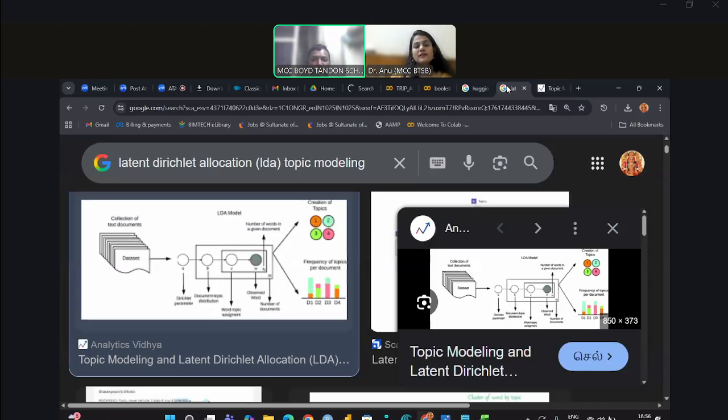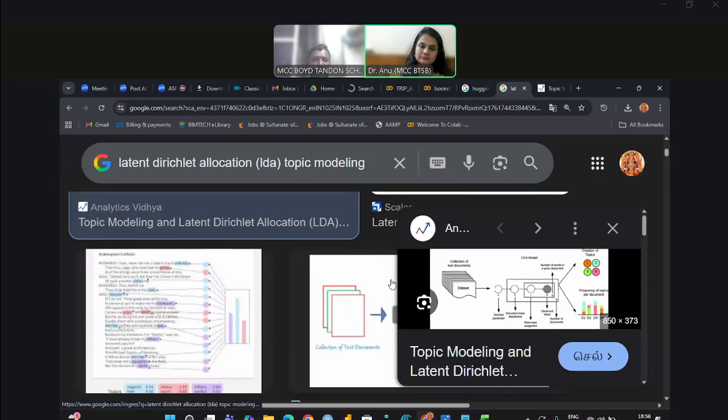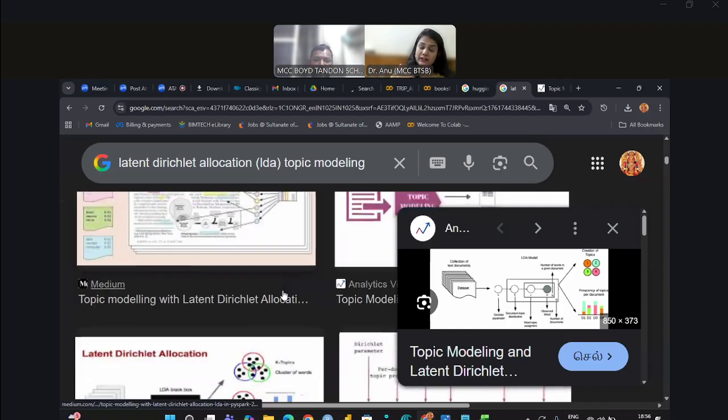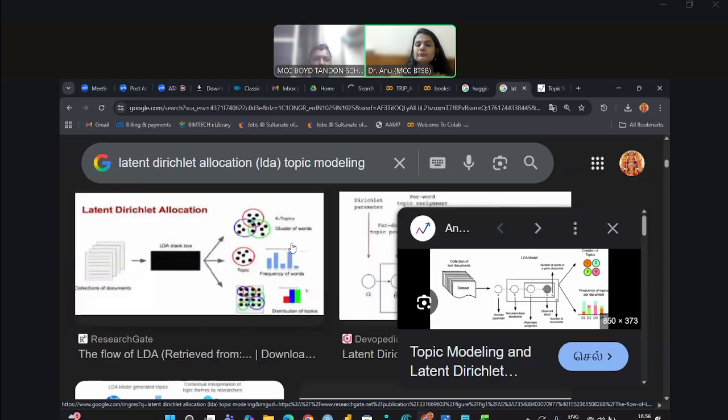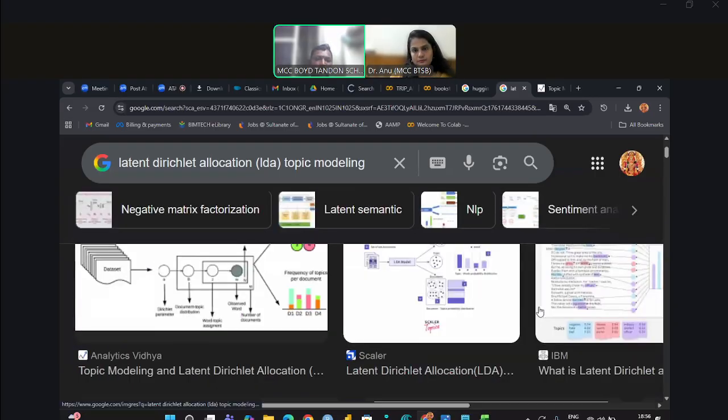So it will be categorizing all the papers based on their relevance. That's why it is known as unsupervised machine learning, where minimal supervision is required. Yes, Gayatri ma'am. Ma'am, can it be done for keywords also?